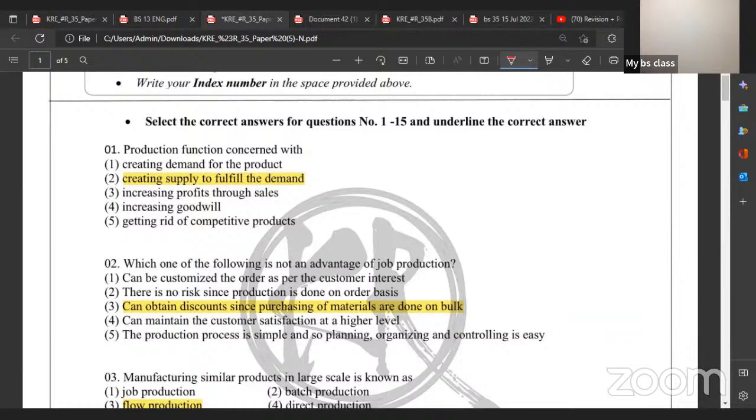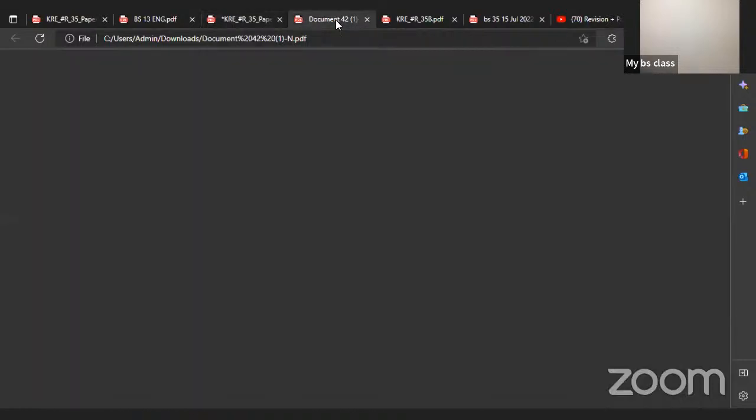Creating supply to fulfill the demand, creating a supply, yes, to some extent, yes, correct. Increasing profits through sales, no, right? So that is something to marketing, I would say. Increasing goodwill, no, it's not about the goodwill. Getting rid of competitive products, no, right? So then it's about you create the supply, so you try to meet the demand somehow to fulfill the demand, right? So question number 1, I'll go with option number 2.